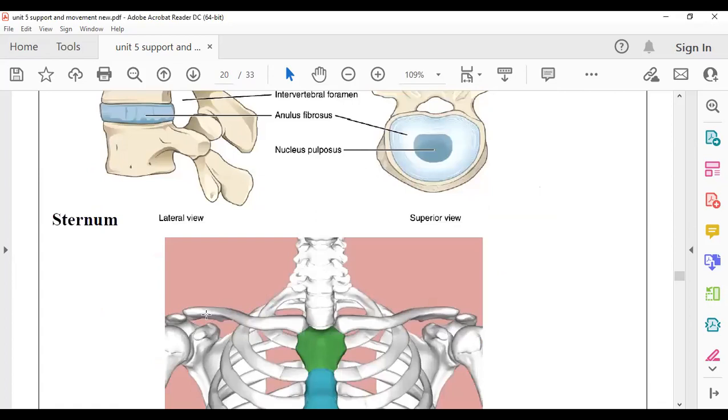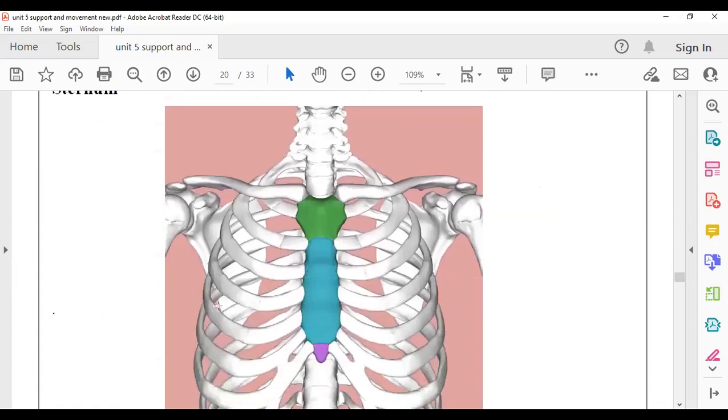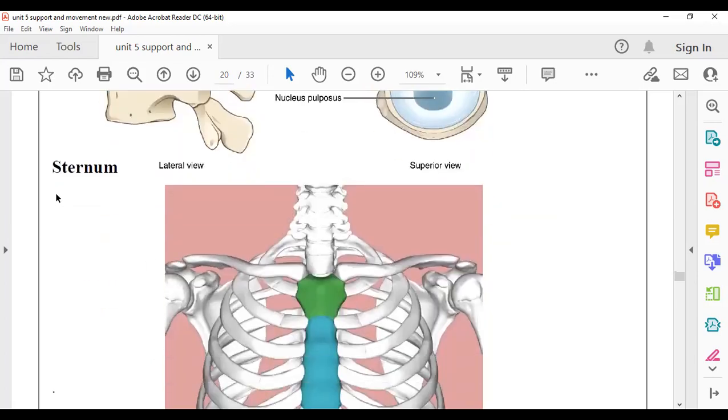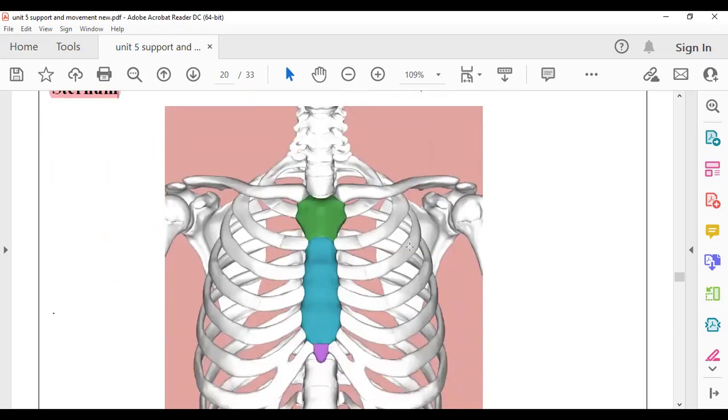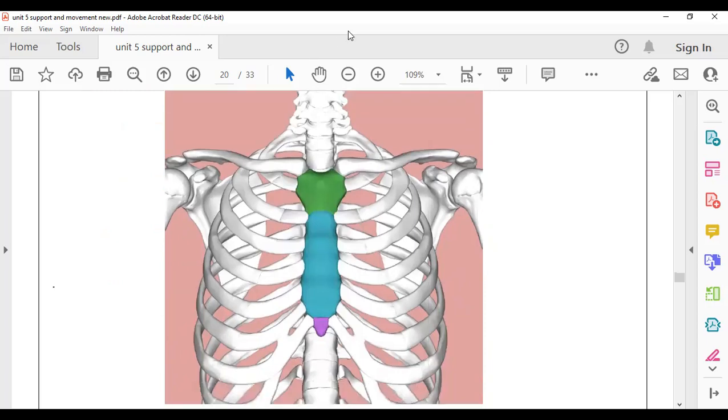Right. So in the axial skeleton, finishing the vertebral column, we are coming to which component? Sternum. This is the diagram. I picked this diagram to give you an idea regarding the sternum. The colorful part here is called the sternum. According to this picture and your textbook, what are the parts present in the sternum?